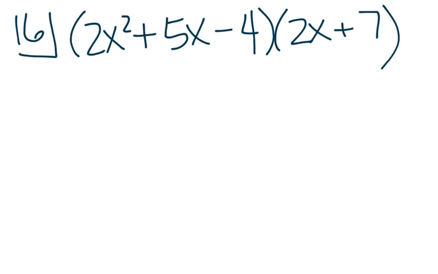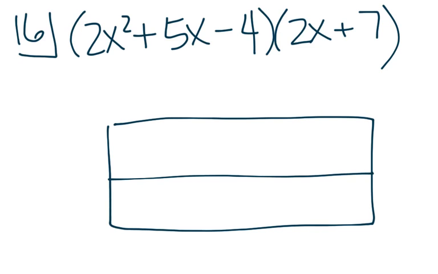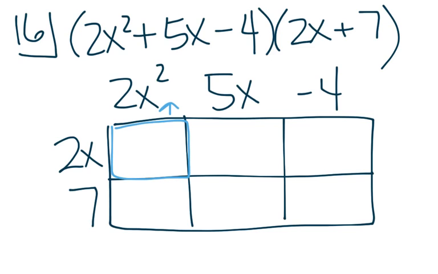Okay, number 16. Once again, we have a trinomial and a binomial. So let's make our box. Okay, so on the top, we're going to write 2x squared plus 5x minus 4. And on the side, we have 2x plus 7. So in this first box, we are going to multiply 2x squared and 2x. So that is 4x to the third.